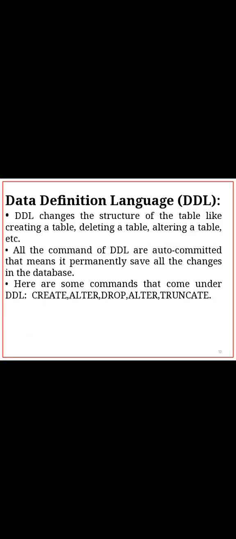Next is data definition language, in short DDL. DDL changes the structure of a table like creating a table, deleting a table, altering a table, etc. All the commands of DDL are auto committed. That means it permanently saves all the changes in the database. Here are some commands that come under DDL: create table, alter table, drop table, truncate table.